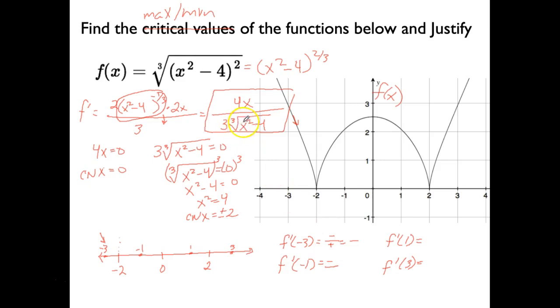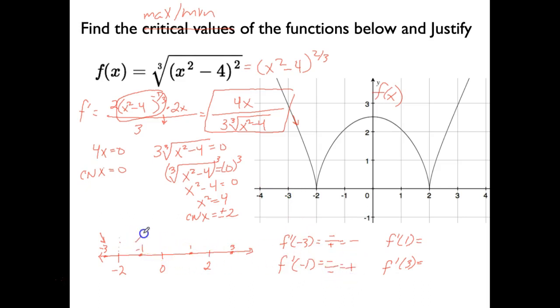On the bottom, you would get negative 1 squared, which would be 1. Minus 4 would be negative 3. The cube root of negative 3 is a negative number. I don't know what negative number, but it's a negative number. And then times a positive is negative, so it's still going to be a negative on the bottom. And a negative divided by a negative is a positive.